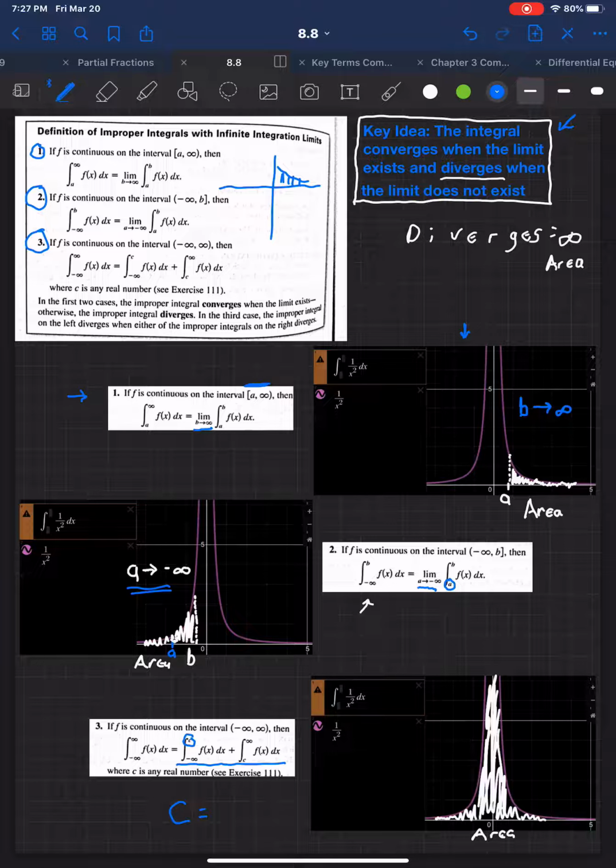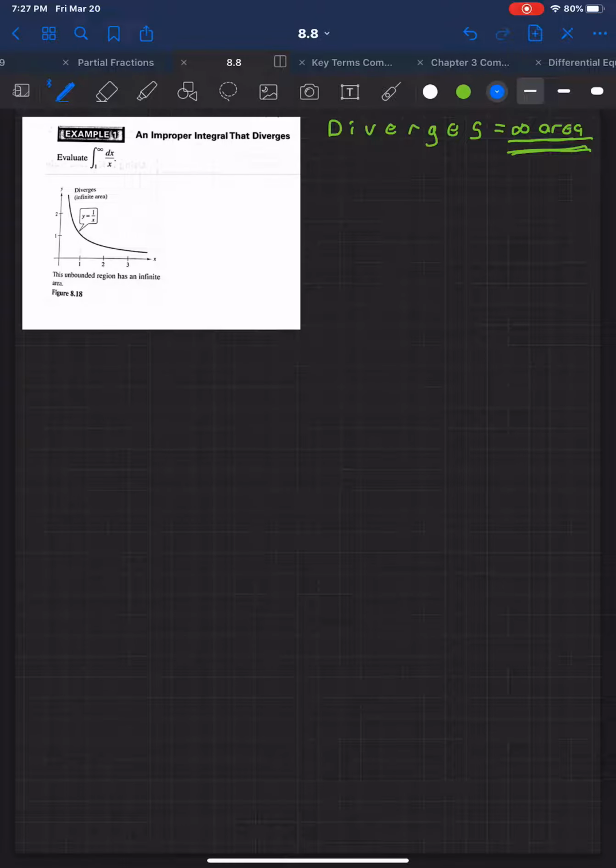So formula 3, definition 3, is kind of like taking the sum of definition 1 plus definition 2. All right. So there's nothing left to do except to jump in and start trying some. Now just remember, we say the integral diverges when the area is infinite. So diverges, for our purposes right now, is just an infinite area. Ready, so let us begin.